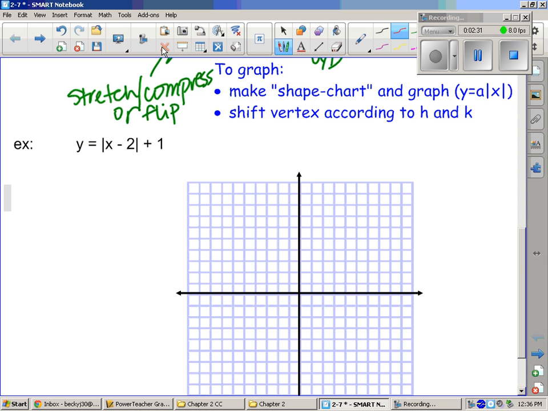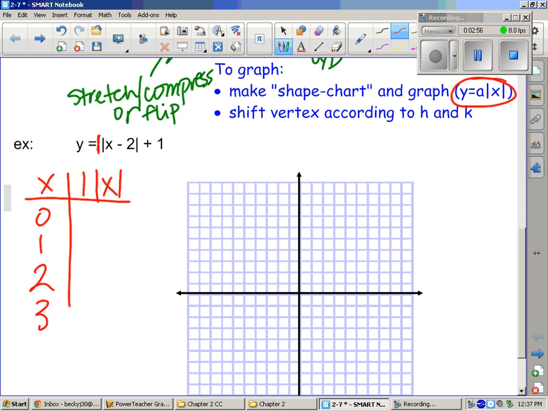We're going to make a shape chart. When you make a shape chart, you are just going to include the y equals a times the absolute value of x. The a value for this example is actually 1. So I'm going to make a t-chart, plug in our x's, and we're plugging into 1 times the absolute value of x. We call it a shape chart because any graph that starts with that a value will have the same shape. We're going to pick just a few numbers, and we're going to pick the positive ones, and I'll show you why in a little bit. It's going to save us some time.